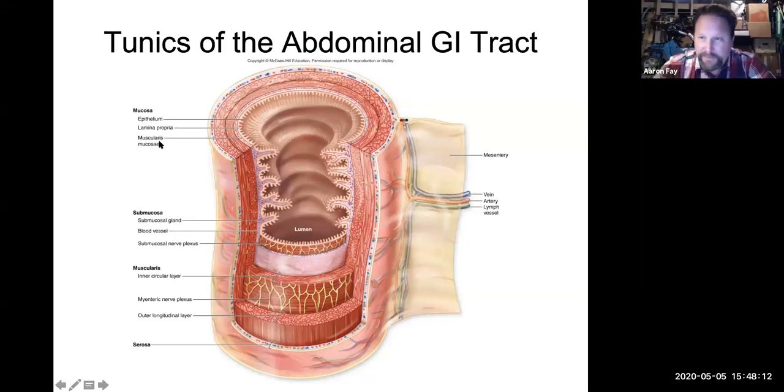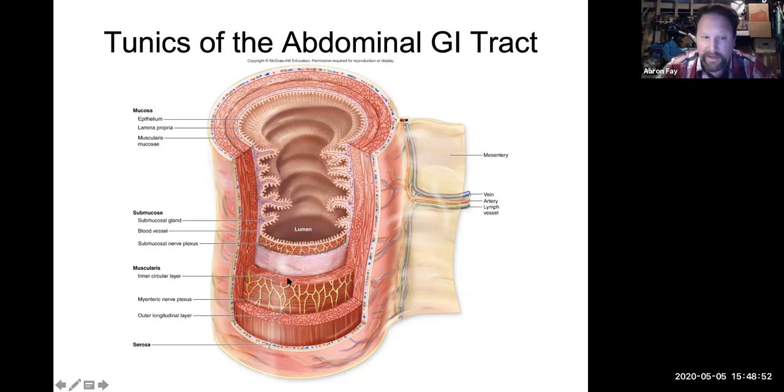The muscularis mucosae gives you a clear boundary between the next most external layer, and that is the submucosa. So the submucosa will have submucosal glands for the production of all kinds of stuff, lots of blood vessels. And on the outermost layer of that, we're going to have the submucosal nerve plexus. So remember, a plexus is a complicated interconnected network of nerves. So we have one nerve plexus right here, in between the submucosa and the muscularis.